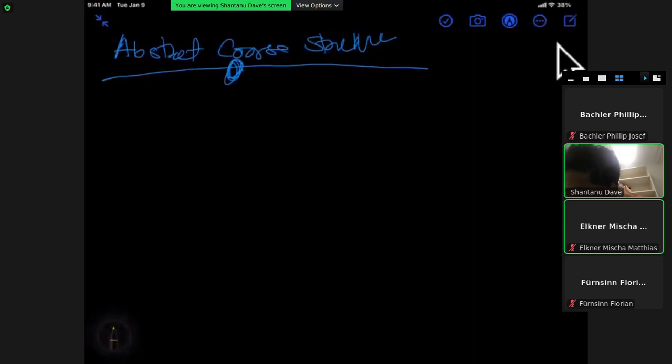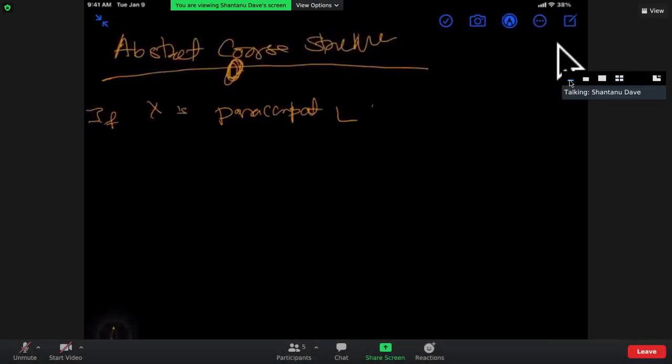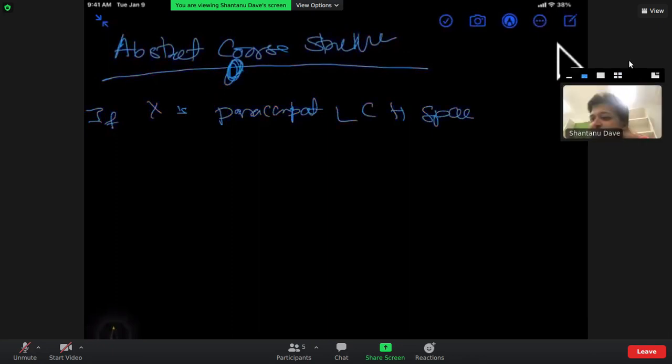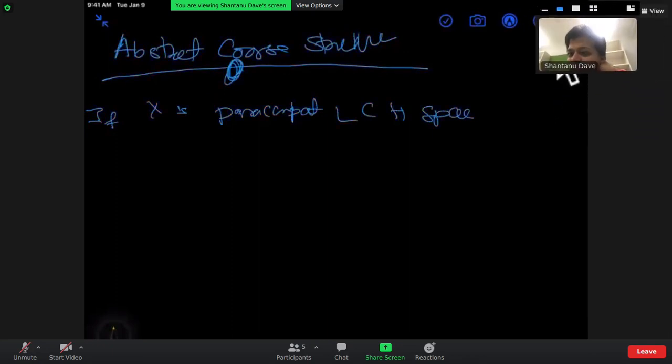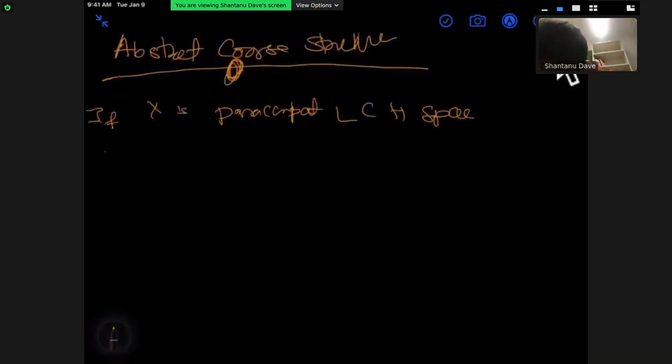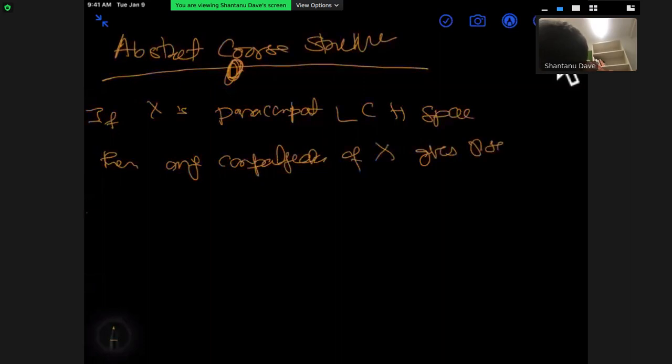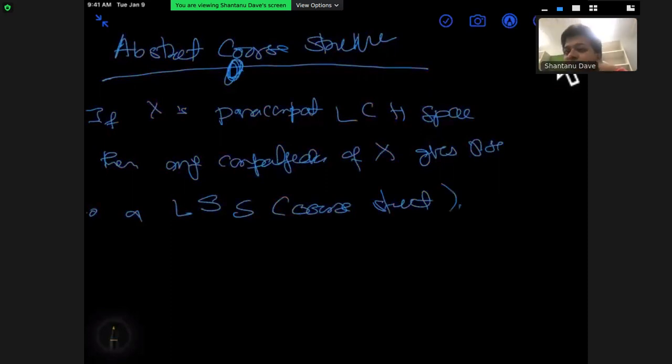Again, just a review, but for now, let's just say that we learned that if X is a paracompact, locally compact Hausdorff space, which is every metric space, every group that you would ever be interested in, right? Then any compactification of X gives rise to a large scale structure or coarse structure. Okay, so this is something we did last time. I will repeat this. No worries about it.